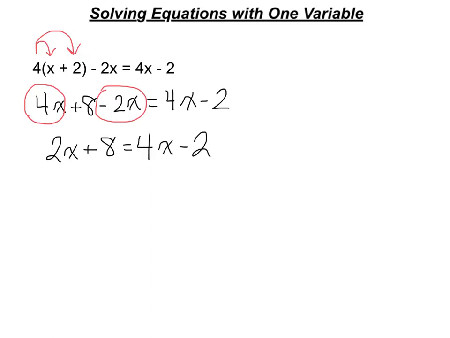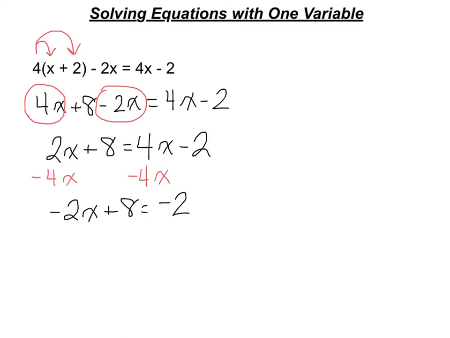Now that we have combined all of our like terms, we need to begin removing terms. Since 2x and 4x on each side of the equation are like terms, I can subtract 4x on the right side. I also need to subtract it on the left side. 2x minus 4x gives me a negative 2x. My negative 4 and my positive 4 on the right side have canceled out, so I'm left with a negative 2. Do not forget that negative in front of the 2.